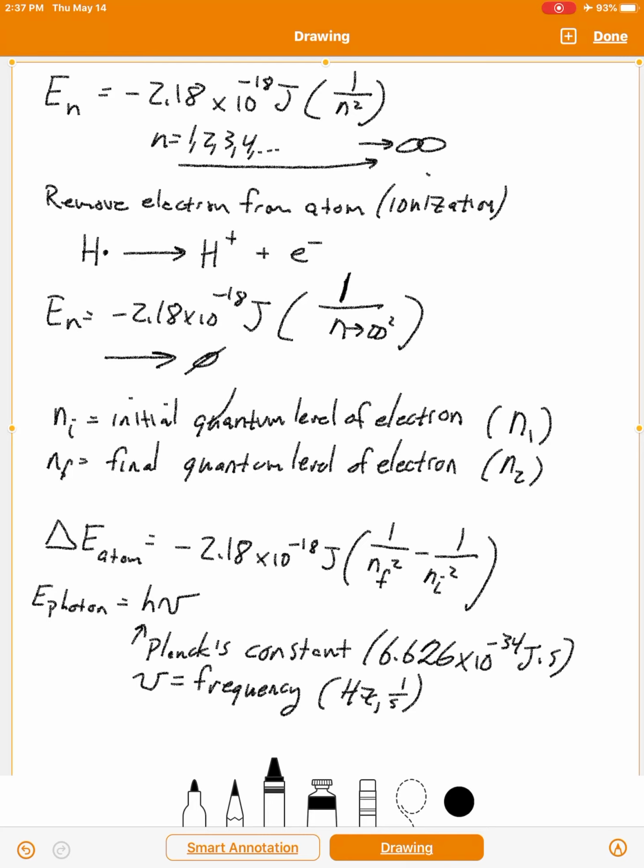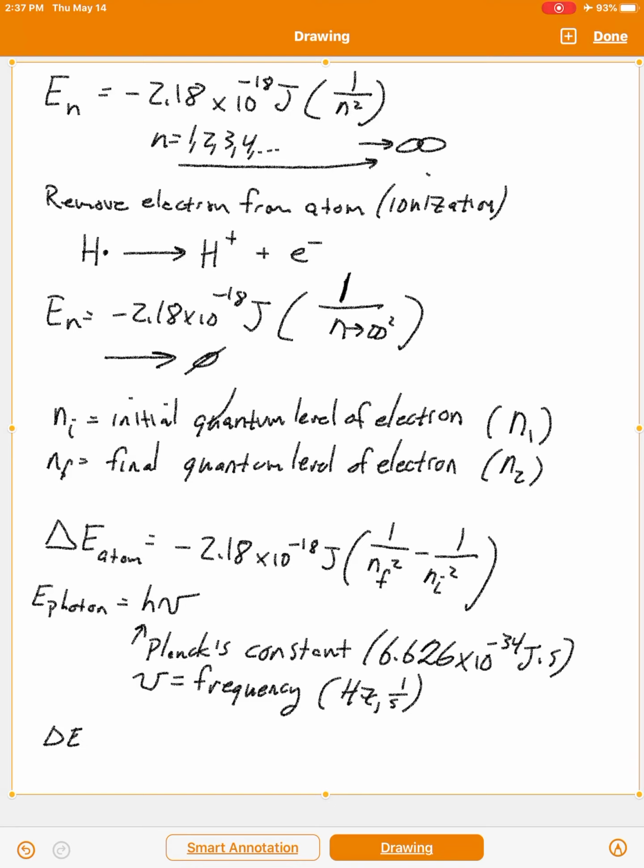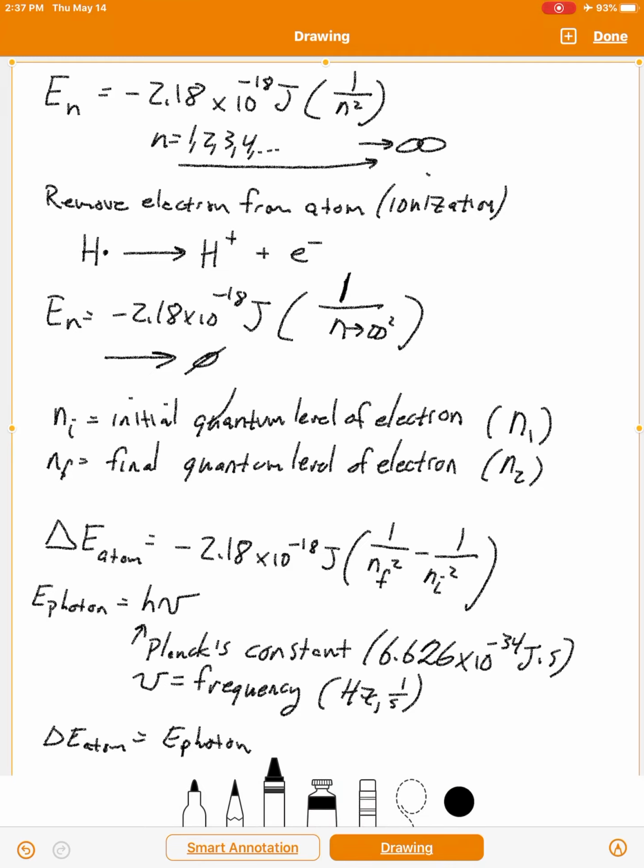Okay? So the energy of the photon, what happens is the energy of the photon, or the difference in energy of the atom, is going to be equal to the energy of the photon, right? That was one of the things that Bohr said. So we can connect those two. Now, when we make measurements of the atom, we generally measure the wavelength of light coming off for various reasons. The wavelength of light that's being emitted by the atom.